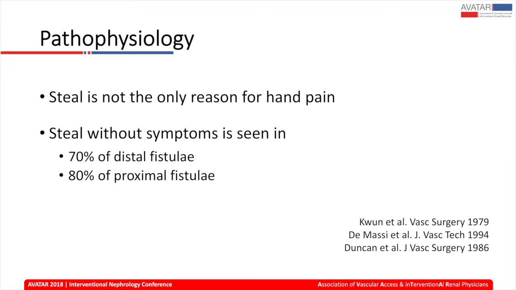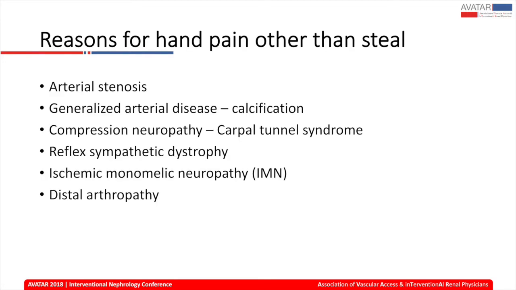Now, a little bit on the pathophysiology of steal. Steal does not necessarily mean that the patient will have hand pain, and from literature we know that almost 70 to 80% of fistulas, whether it is a distal fistula or a proximal fistula, can still have steal when investigated with any imaging technique. But steal is certainly the biggest concern in these patients, where you can have distal ischemia, and we really want to prevent any distal tissue loss.